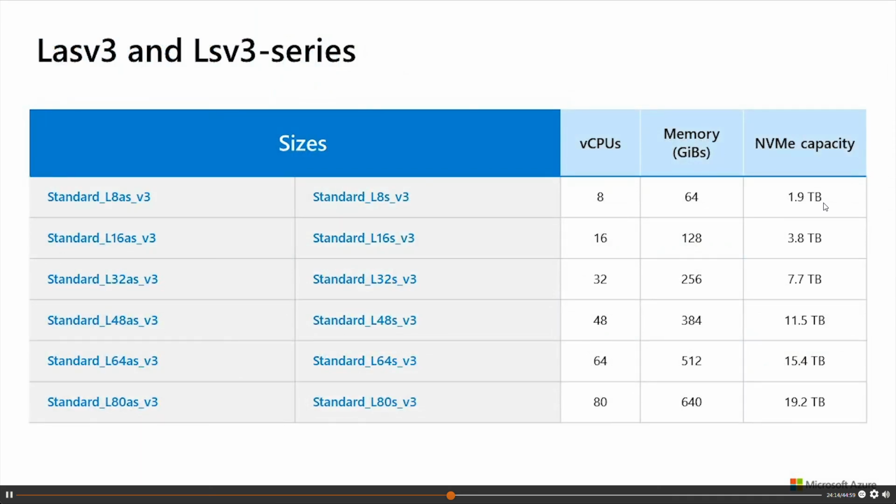On this slide, you can see that the key specifications for the LSV3 and LASV3 series are remaining the same as they were for LSV2. We will have the sizes ranging from 8 to 80 vCPUs with up to 640 gigabytes of memory and 19 terabytes of fast NVMe drives. Details on all the characteristics and improvements of these new VMs will be published on the launch date.